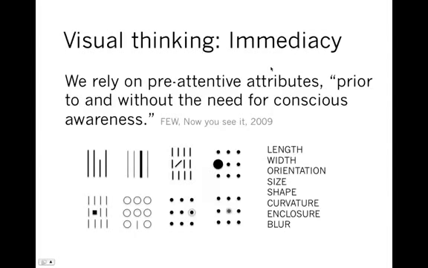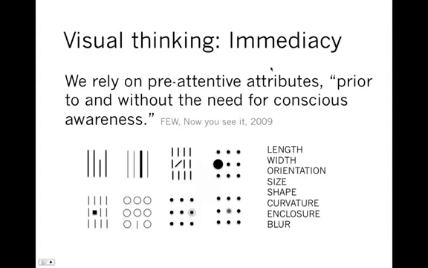So here's a list of pre-attentive attributes. On the top row from the left, we have length, right? You can immediately see that one line is shorter than the other three lines. The next is width. Again, one line is much wider or thicker than the other three lines. The third is orientation, right? You see that one line is not vertical, there's an angle. The fourth is size. Again, you can see that there's one circle that's much bigger than the other circles.